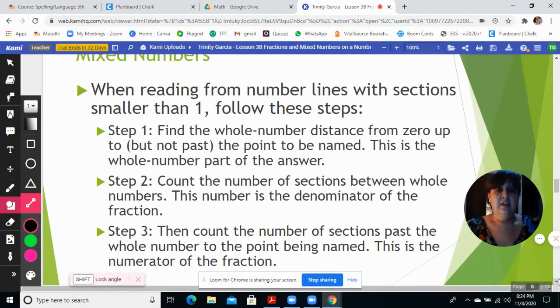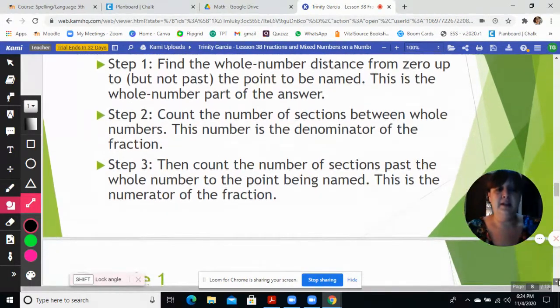Step 2, count the number of sections between the whole numbers, and this is the denominator of the fraction. Then count the number of sections past the whole number to the point being named, and this is the numerator of the fraction. Okay, so we get the bottom and then the top.